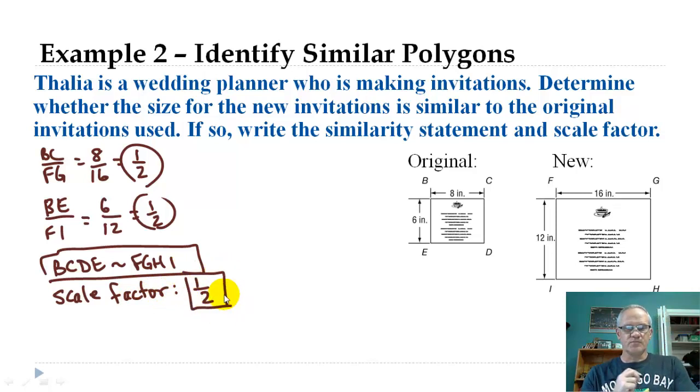If you would have switched this around and written FGHI first and then said it was similar to BCDE, then your scale factor would be what? It would just switch. Your scale factor would be 2 or 2 over 1. Okay?